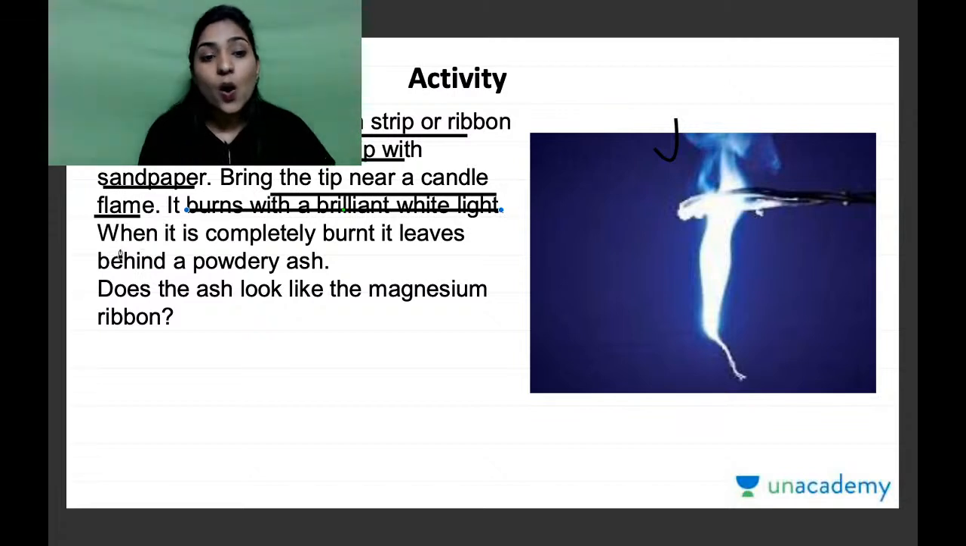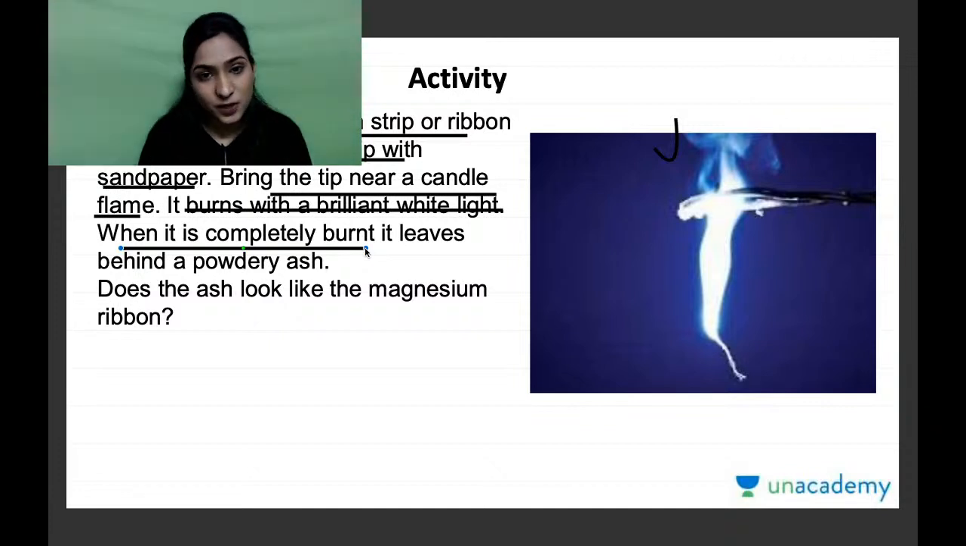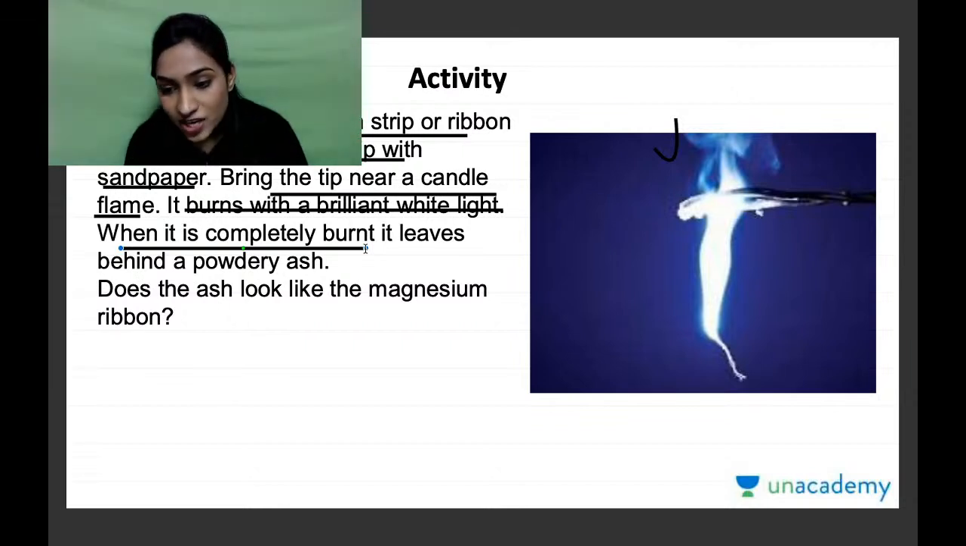राइट. When it is completely burned, अगर आप पूरा जला दोगे उसको तो पीछे से क्या बचेगा? एशेस बचता है. क्या बचता है? एशेस. सिंपली जैसे पेपर को जलाते हैं तो एशेस बचता है, वैसे इसमें भी एशेस बचता है.